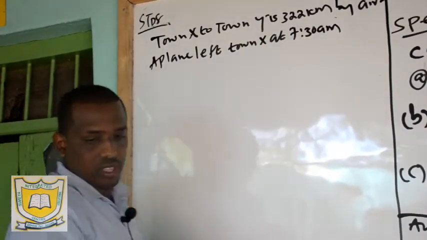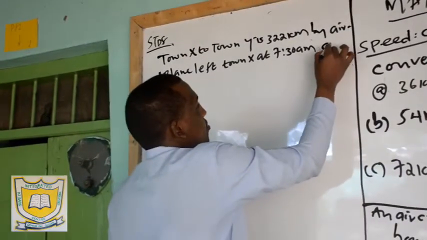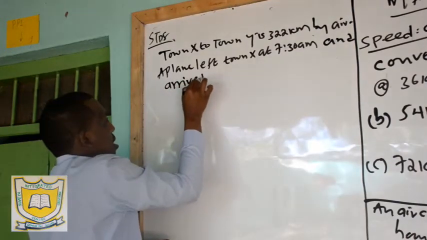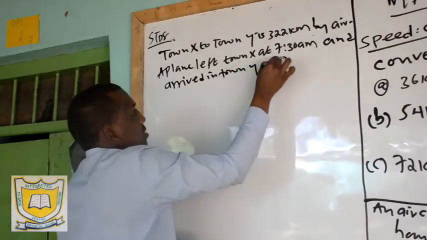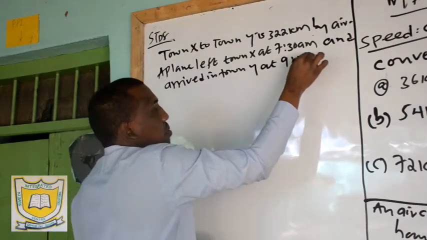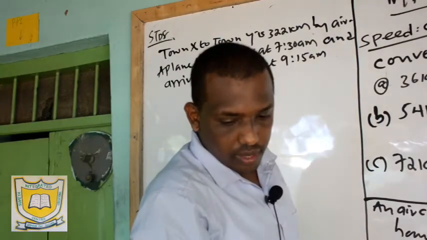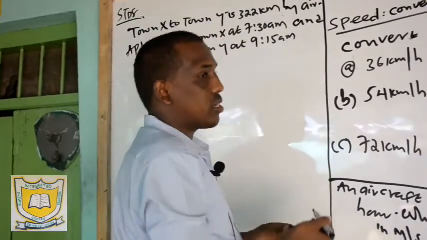A plane left town X at 7:30 a.m. and arrived in town Y at 9:15 a.m. What was its average speed?